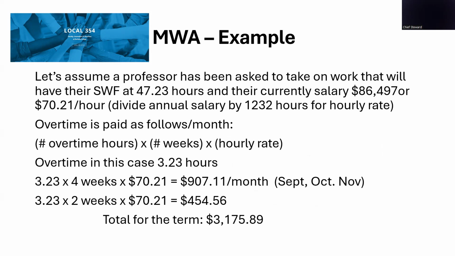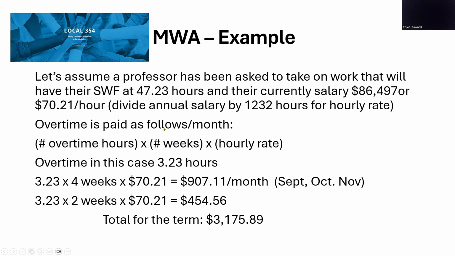So if we look at this, and we assume that a professor has been asked to take this work on, so they're going to have a SWIFT in excess of 47 hours, and they currently are making $86,000 and change. Then we have an hourly rate. And if you divide your annual salary by 1,232 hours, you'll know what your hourly rate is. So overtime is paid like this. They take the number of overtime hours you're working, the number of weeks you'll be working, and they multiply it by your rate. And this is paid monthly.